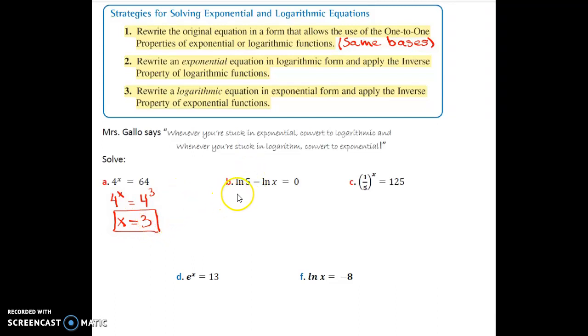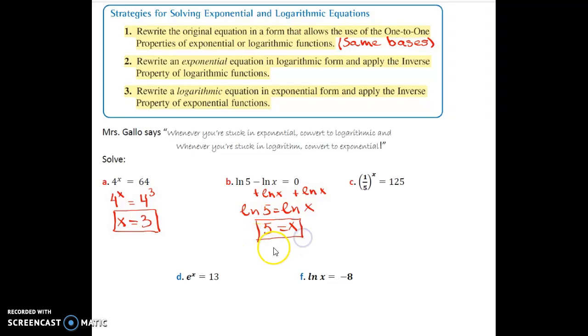Let's look at the next one. Natural log of 5 minus natural log of x is equal to 0. Once again, we have the same natural log, which means both of these logarithms have the same base. I'm going to start by adding natural log of x to both sides. That gives me that the natural log of 5 is equal to the natural log of x. The only way that this would be true is if 5 was equal to x.